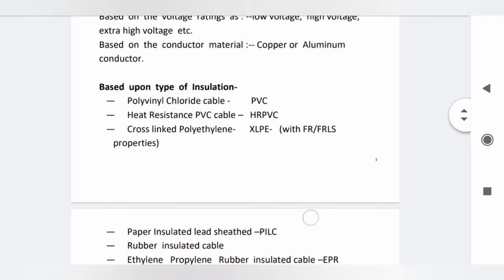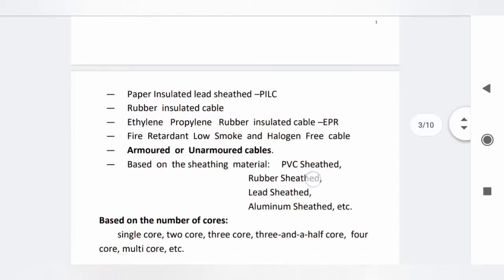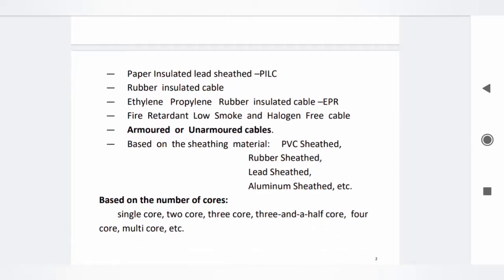Then the insulation material can be PILC, which is paper insulated lead sheathed. Then rubber insulated cable. Then EPR is also very common, which is ethylene propylene rubber. And as discussed earlier, it can be fire retardant low smoke or halogen free cable, which is FRLS or halogen free cables. Then based on the armoring, it can be divided as armored cable or unarmored cable.